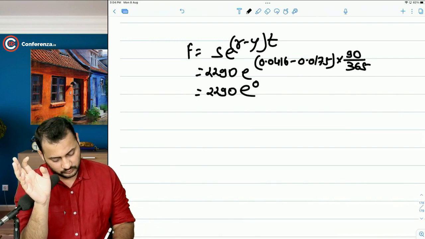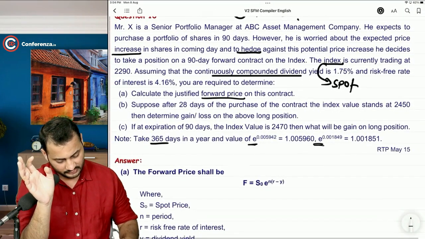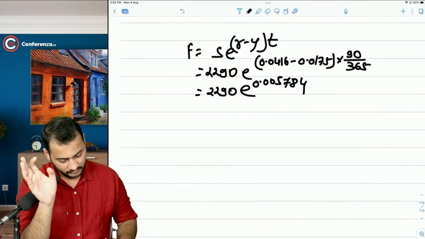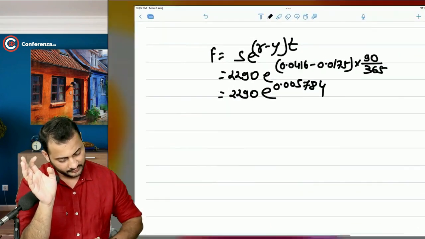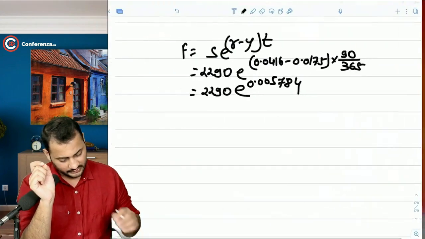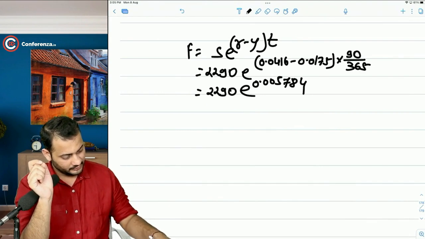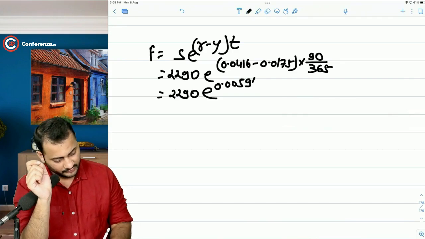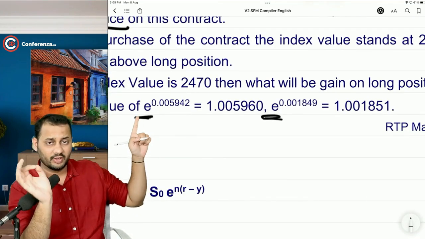See, 0.005784, am I right? 90 by 365. 0.0416 minus 0.0175. 0.0416 and 0.0175 into 90 by 365. 0.00594. Sorry, 0.00592. Have a look. This is 0.005942, already given in the question.